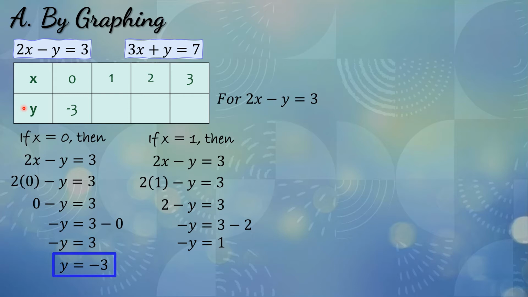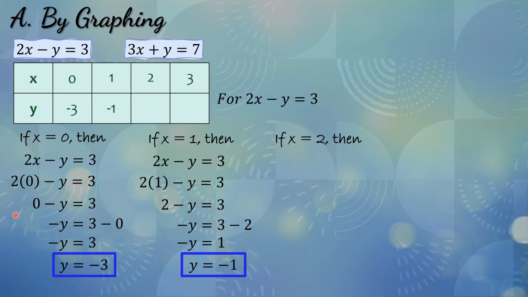Again, negative pa rin yung y, so let us divide both sides by negative 1. Therefore, the value of y is negative 1. And ilagay na natin yung negative 1 sa baba ng x-coordinate which is 1. Okay, proceed na tayo sa 2.